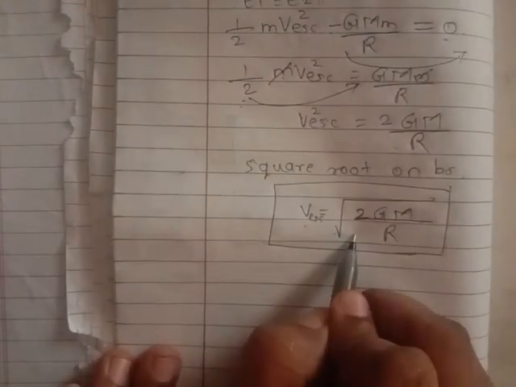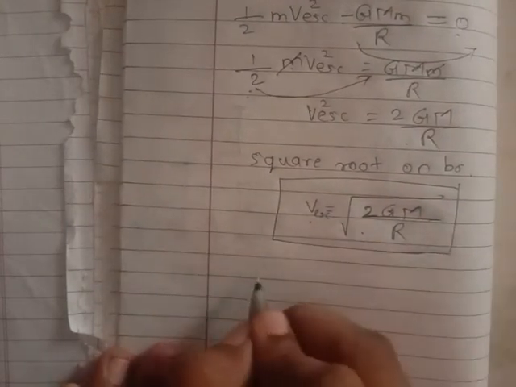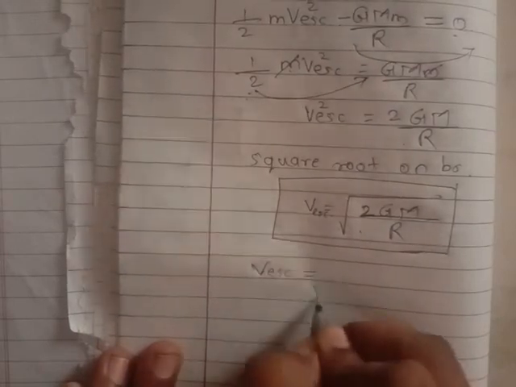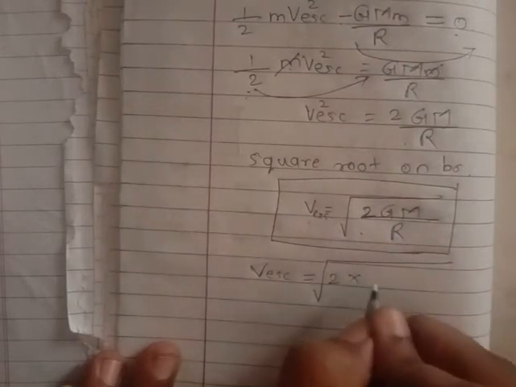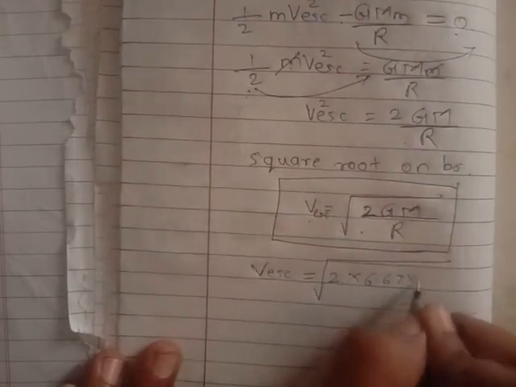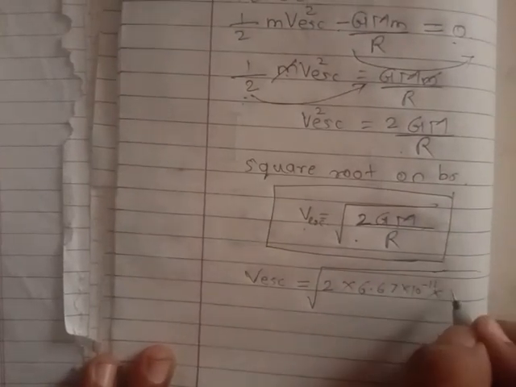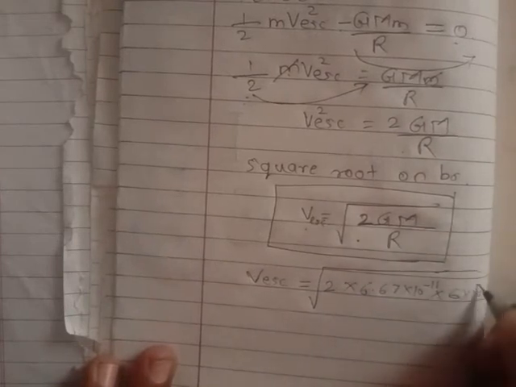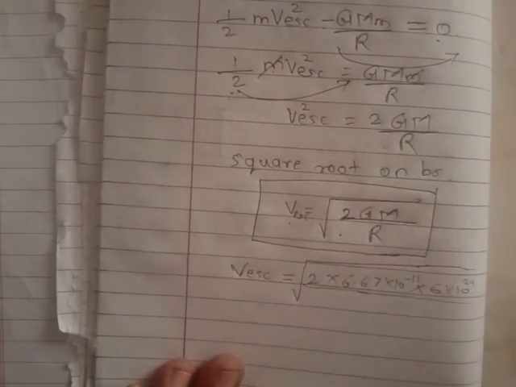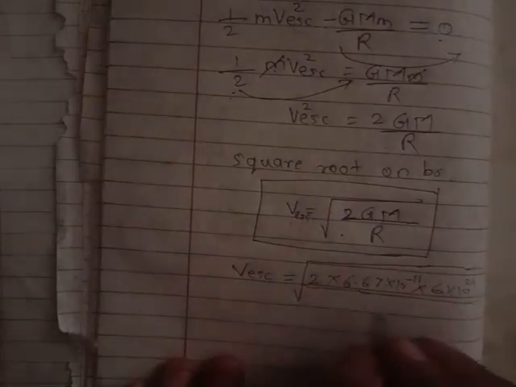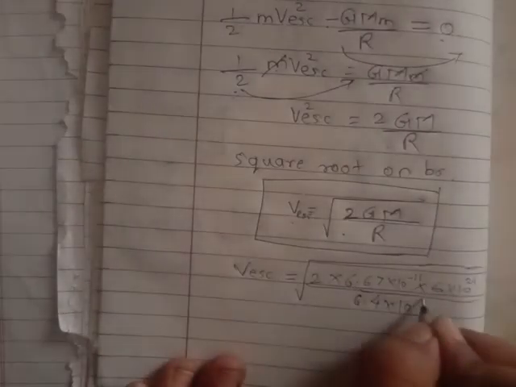This is the minimum velocity needed to escape the Earth's gravitational influence. I will put the values of G, M and r in the formula. That is 2 into G, which is 6.67 into 10 raised to minus 11, the mass of Earth is 6 into 10 raised to 24, and r, given in the previous lecture, is 6.4 into 10 raised to 6.